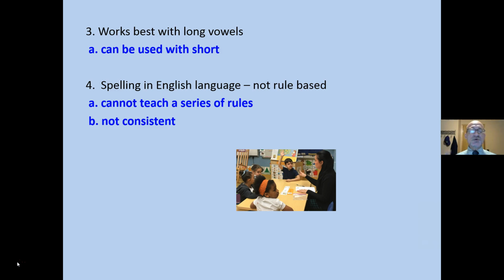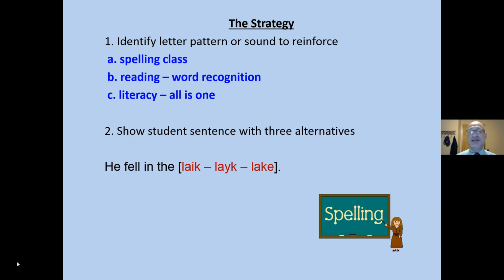Note that you cannot teach spelling as a series of rules. Spelling in our English language is not rule-based. It is not consistent enough, and you'll see some examples of that.